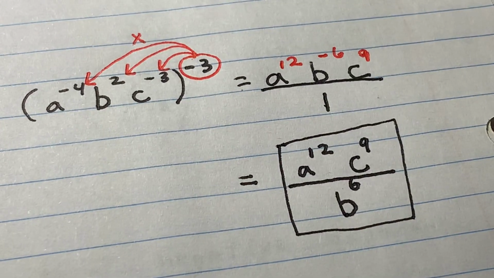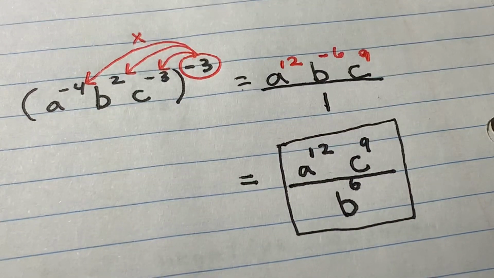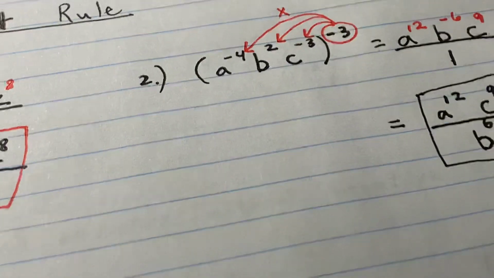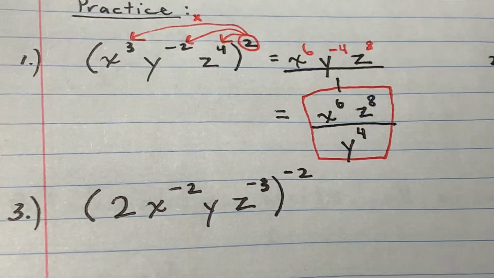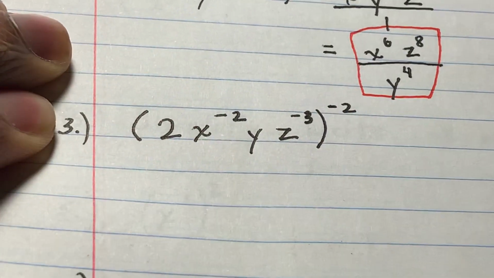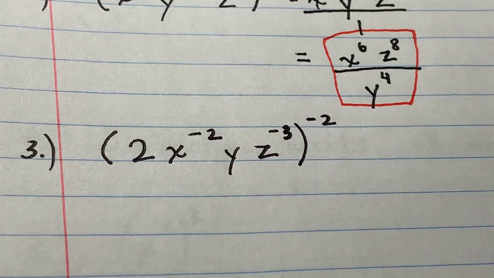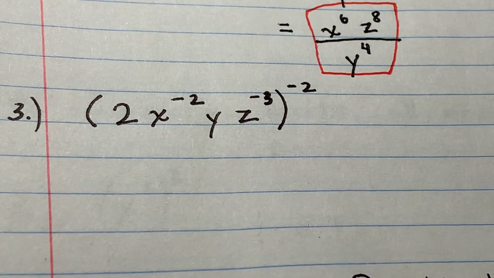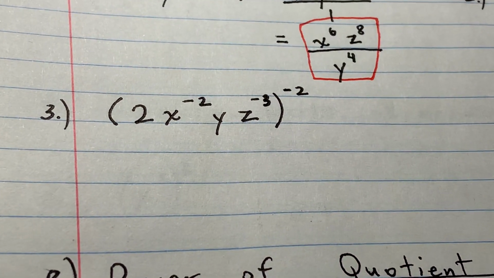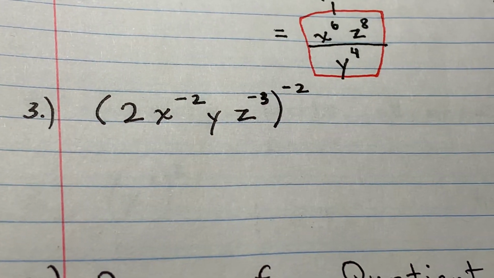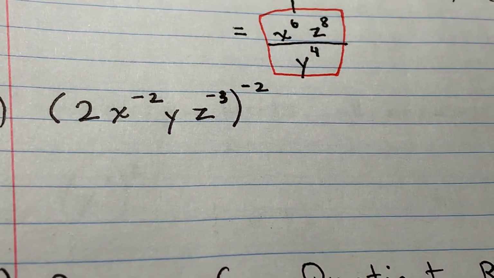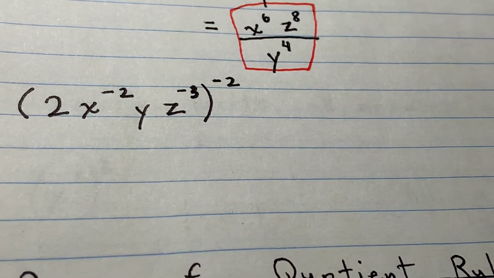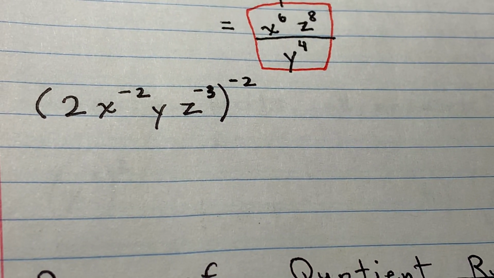Very good. Okay, ladies and gentlemen, here's a third problem. Do it by yourself. Try it. Now, this one's a little bit trickier, because we have a coefficient now. I say, Mr. B, wait a minute, we have a coefficient. What do we do? Well, if you're not sure, I'll show you right now. But if you want to try it yourself, you can try it. Okay, let's get right into it, ladies and gentlemen.